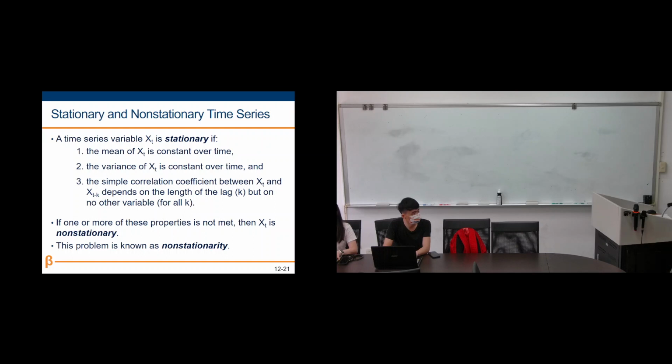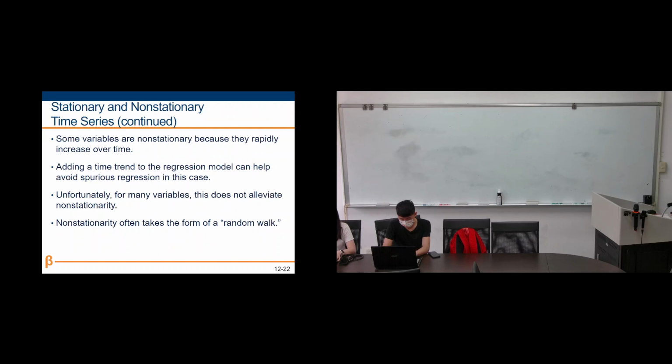In other words, for time series analysis, we need all the variables to be stationary. So all the variables satisfy these three conditions. It is hard, right? Okay, then continue.